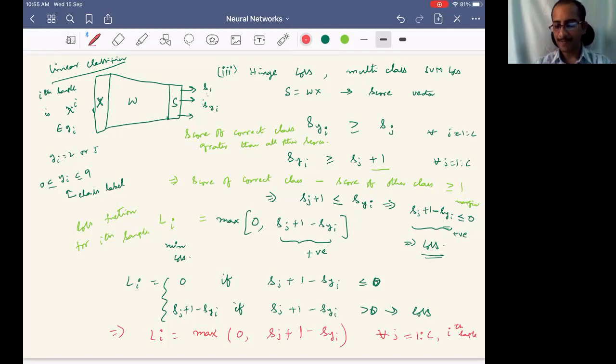Loss we have written for the ith sample. Yi is the corresponding correct label. Fine. Hope this is clear. If you have any questions here, please ask. Hope this is clear.